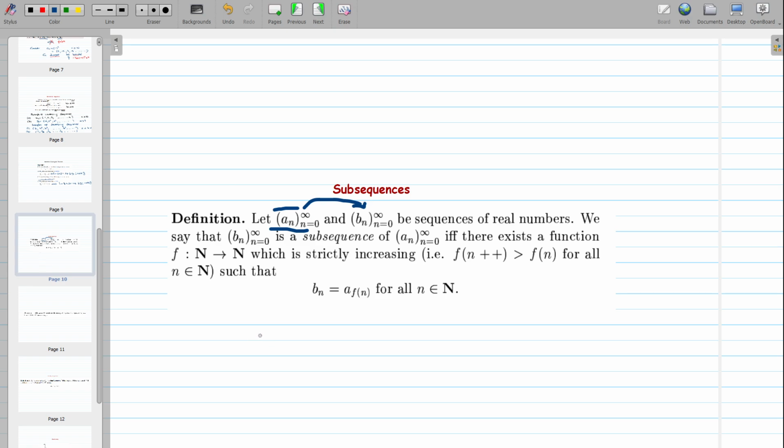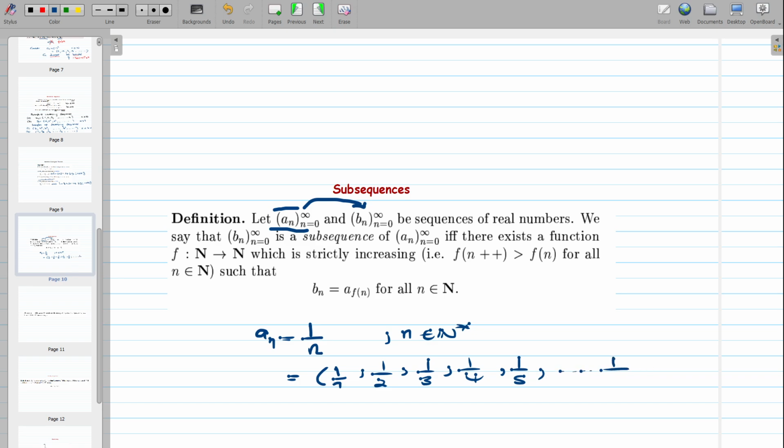Let's say we have the sequence A sub n equal to 1 divided by n. Let's write out a few terms of this sequence. The first term is 1 divided by 1, and here let's specify that n is coming from N star. Then we have 1 divided by 2, 1 divided by 3, 1 divided by 4, and 1 divided by 5. Then we can go on to 1 divided by k, and the terms keep on going, because this is an infinite sequence.